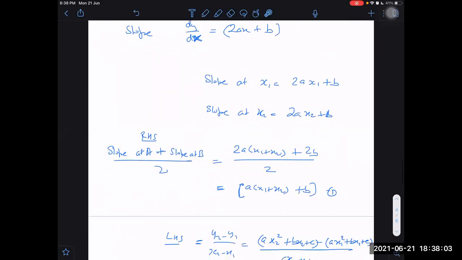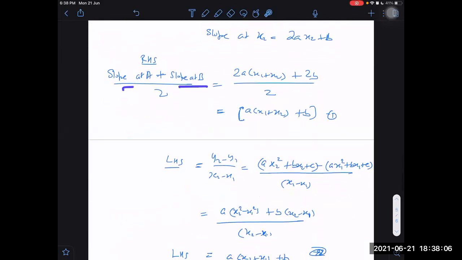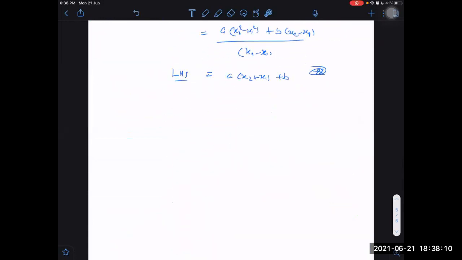Average slope will be this only: slope at 1 plus slope at 2, divided by 2. Sometimes this point will be convenient for us. We will use it.